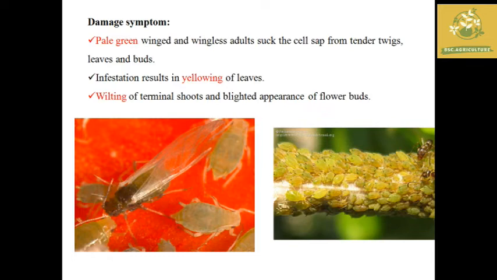And the next one is they cause yellowing of leaves due to nutrient deficiency, as these aphids suck the chlorophyll material, which results in yellowing of the leaves, and in several cases further leads to wilting of terminal shoots, as well as blind appearance of flower buds.